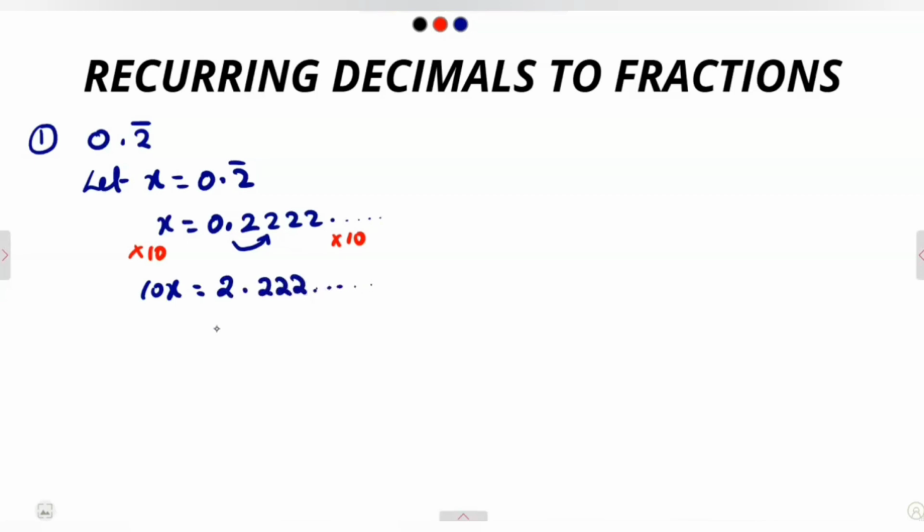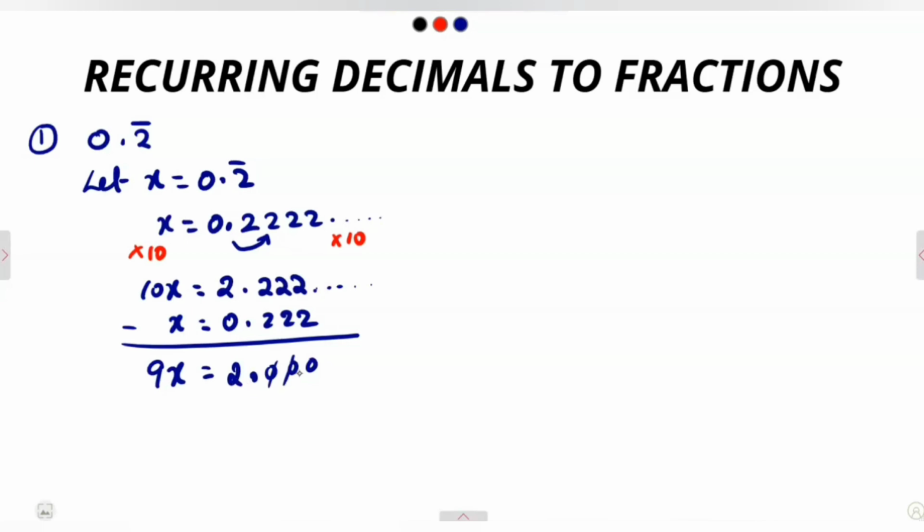After multiplying by 10, bring the original number x right under this and subtract. So I'll get 10x minus x, which gives you 9x, which is equal to 2. The zeros after the point have no value, we can ignore them. So x is equal to 2 by 9. That means 0.2 bar is equal to 2 by 9.